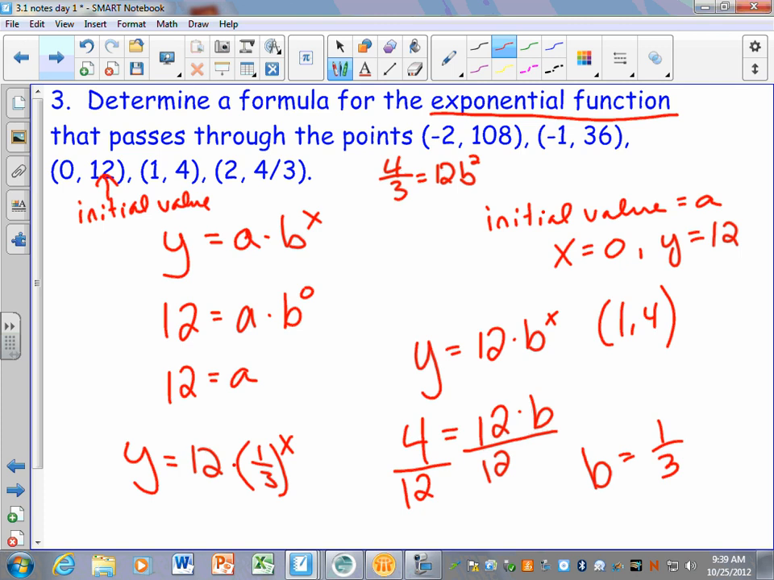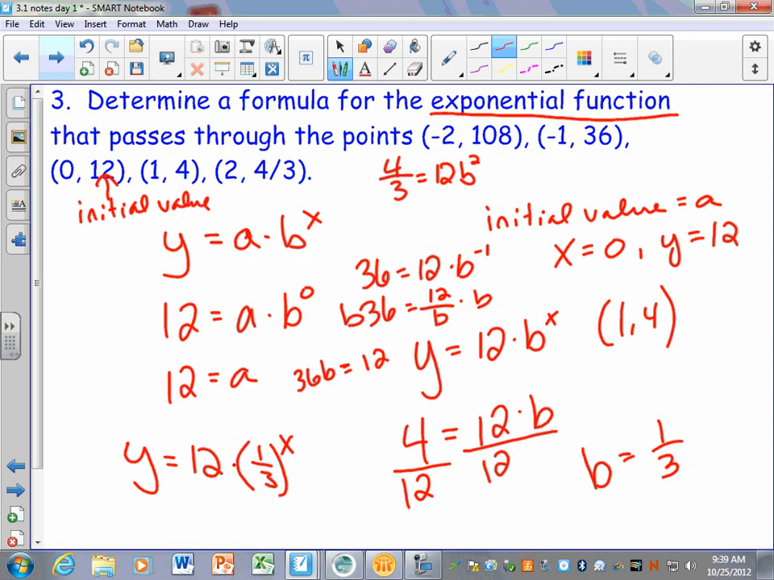But what if it was a negative? How could you get rid of that? Oh, that's not 4/3 anymore. If it was -1, you would get 36 equals 12 times b to the -1. And you'd get 36 equals 12 over b. How could I solve that? I could multiply both sides times b, and I'd get 36b equals 12.